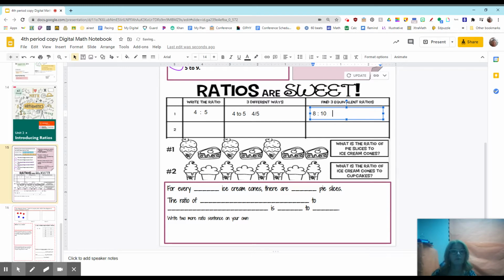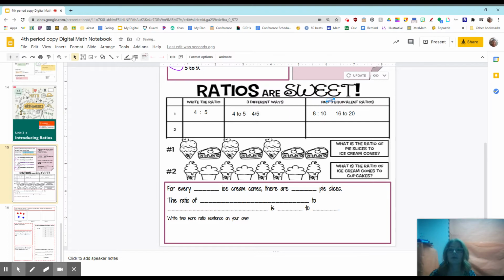I will do one more for you. Let's say 4 times 4, that is 16. And we'd also have to do 5 times 4, which would be 20. Make sure that you do 3. Oh, not my scribble. My scribble. Make sure that you do 3 for each.